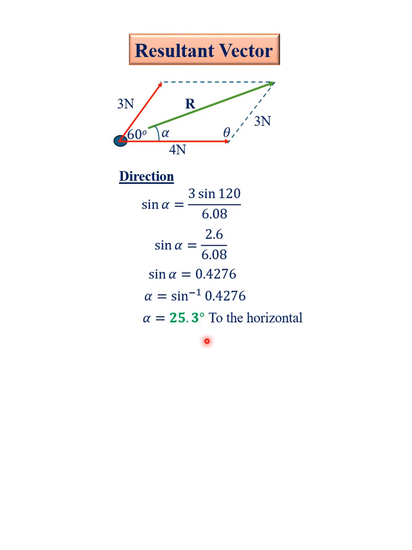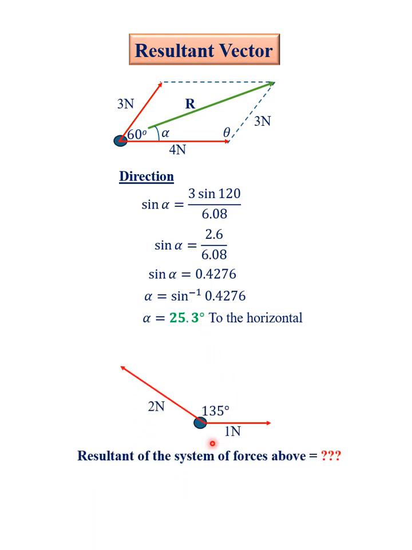If you understood what I have done, then try this. You have a force of 2 Newton in this direction, 1 Newton in this direction, with an angle of 135 degrees separating the forces. What is the resultant of the system of forces shown above?